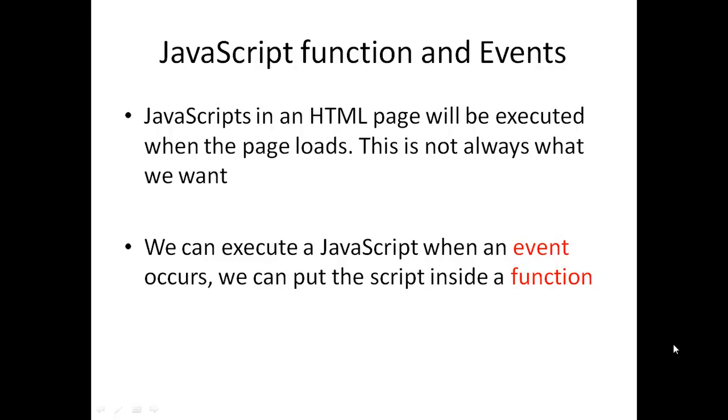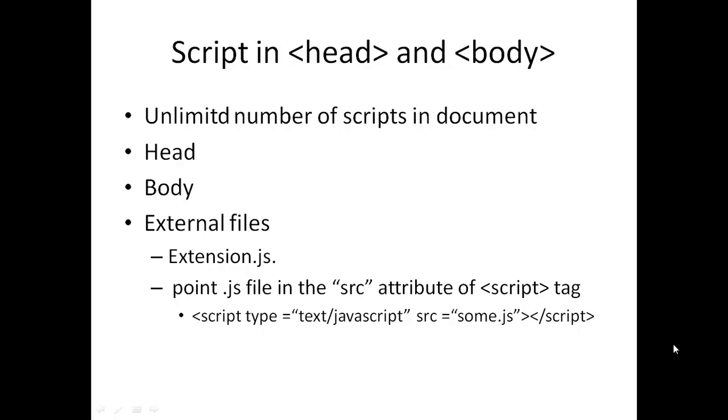So this is how we can control the JavaScript. Script in the head and body. An unlimited number of scripts in a document, which means you can put as many as you want in the body. External file: external JavaScript is pointed to with the src source attribute in the script tag, with the script type text/javascript and src pointing to some JavaScript file, or something like this.